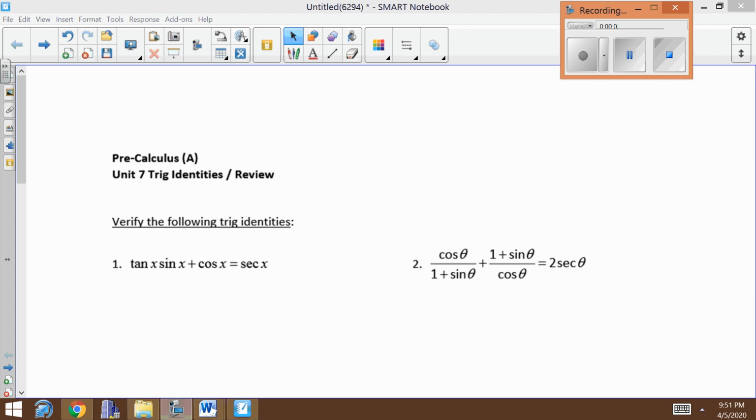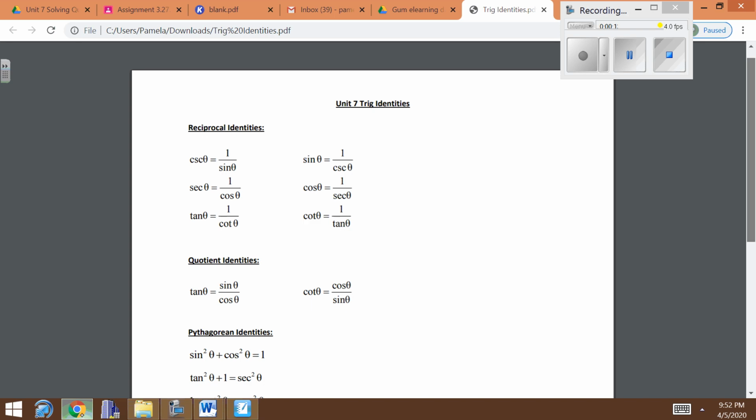Alright, today we are going to start the part of our unit where we look at verifying trig identities. So trig identities, that's something that we already know. We have learned all of these identities.